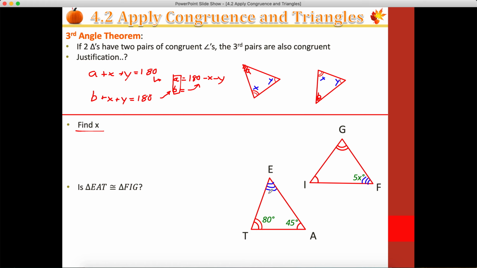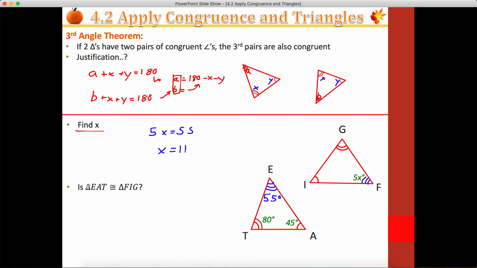If I want to know what this is, I could again take into consideration the fact that the sum of these three angles is going to be 180. So 80 plus 45 is 125, and then 180 minus that is 55. So this would have to be 55 degrees. And then because this 55 degrees corresponds with this 5x, we know that 5x equals 55, and then x equals 11. Easy peasy, if you know what you're doing.